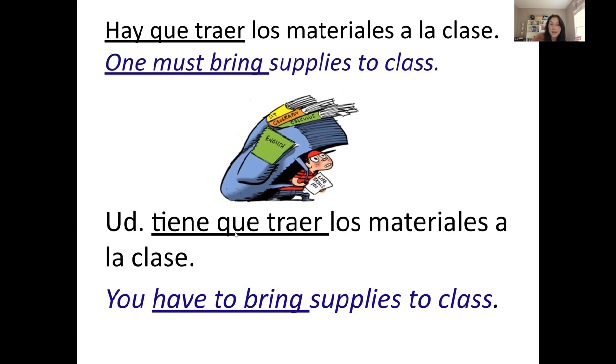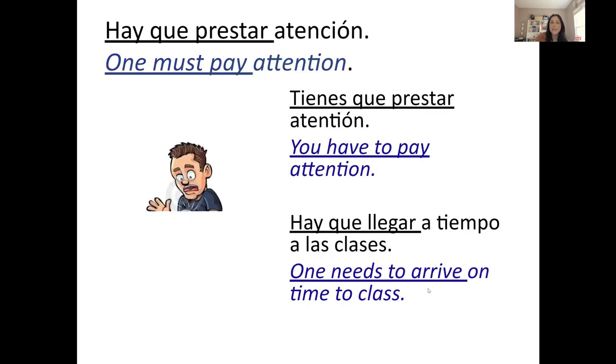Usted tiene que traer los materiales a la clase. You notice here, this is showing the difference. This is using hay que, and then this is using tiene que, tener que. Notice tener que has usted. It's a specific person, whereas with hay que, I'm not speaking about anyone specifically, just everybody. Usted tiene que traer los materiales a la clase. You have to bring supplies to class. Hay que prestar atención. One must pay attention.